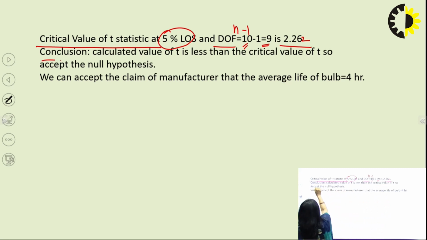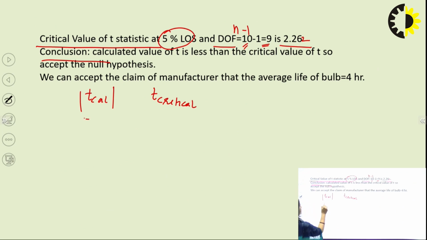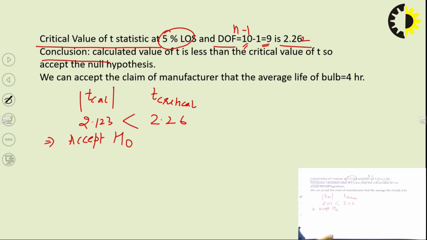Now the next step is to take the decision. How can we take the decision? We can take the decision by comparing the calculated value with the critical value, and we take only the magnitude. What was our calculated value? It is 2.123. So here 2.123 will be compared with 2.262, and you can see the calculated value is less than 2.262. This implies your decision is to accept the null hypothesis.